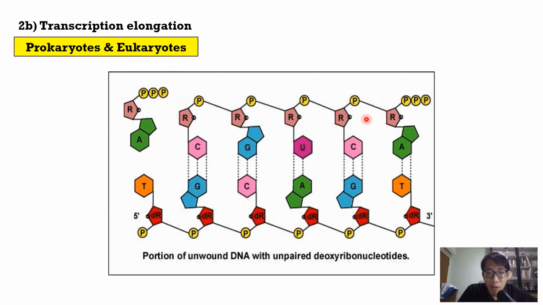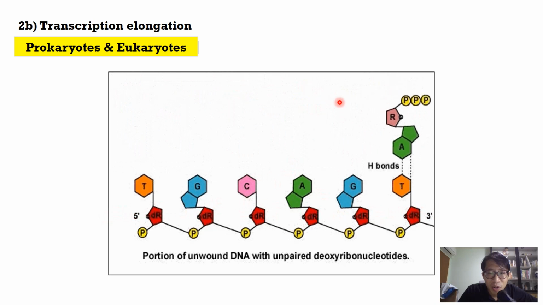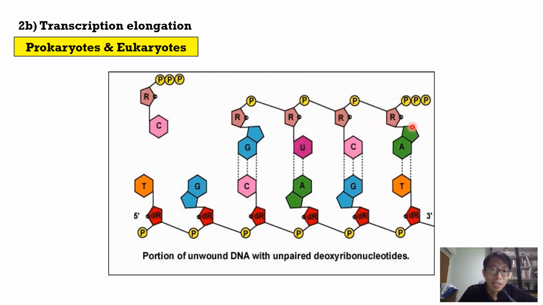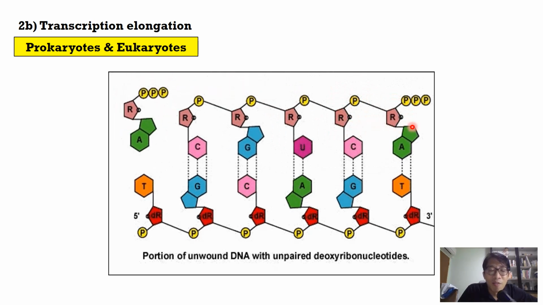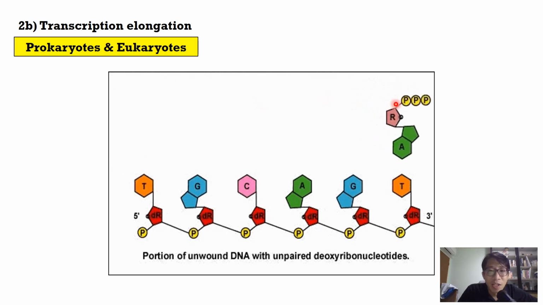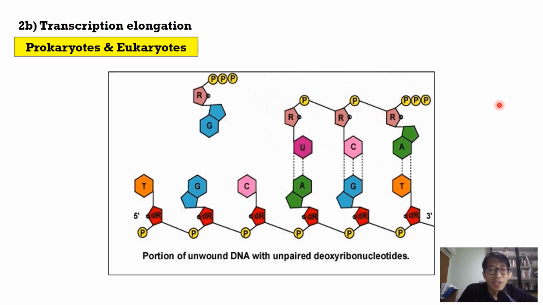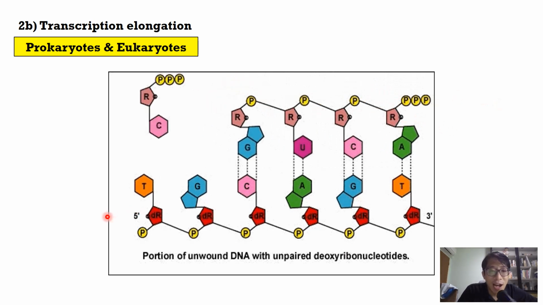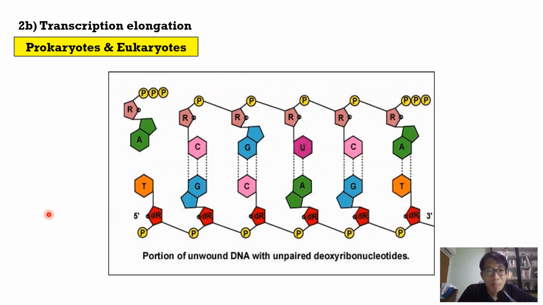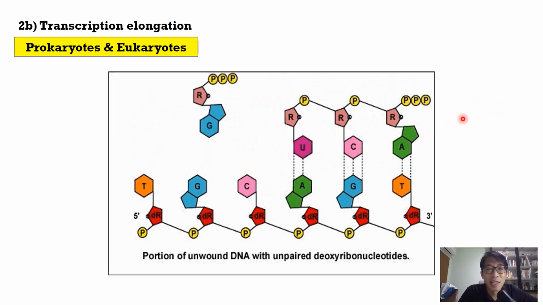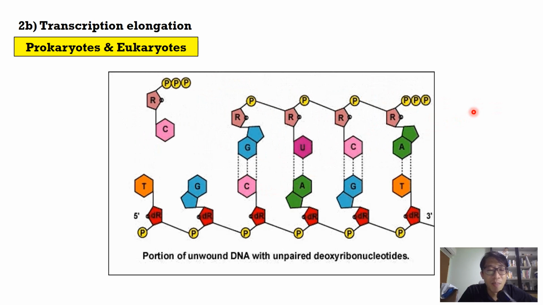Then the RNA polymerase catalyzes the formation of the phosphodiester bond right here, between two adjacent RNA nucleotides. As the phosphodiester bond is formed, two of the phosphates get released. So this is the process: once unwinding has happened and the template strand is exposed, complementary base pairing allows the free RNA nucleotides to bind, followed by catalysis of the phosphodiester bond by RNA polymerase.